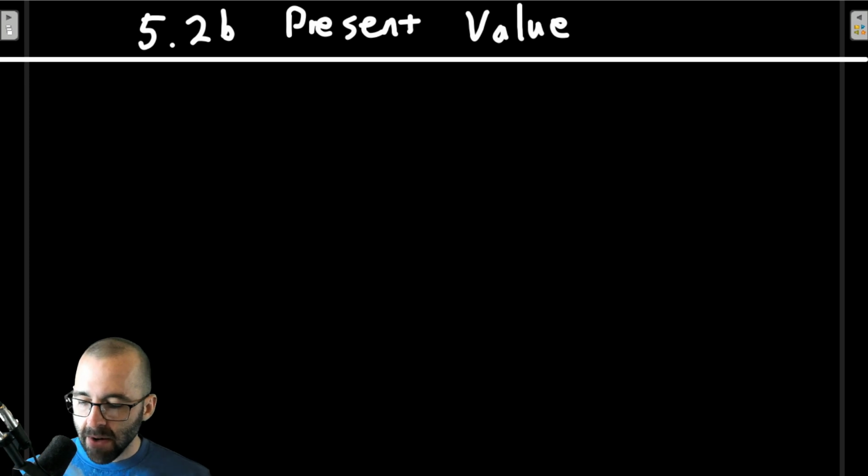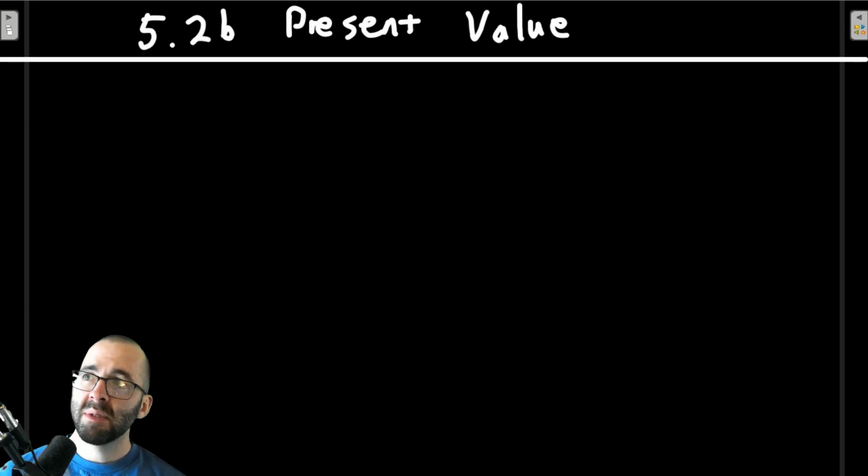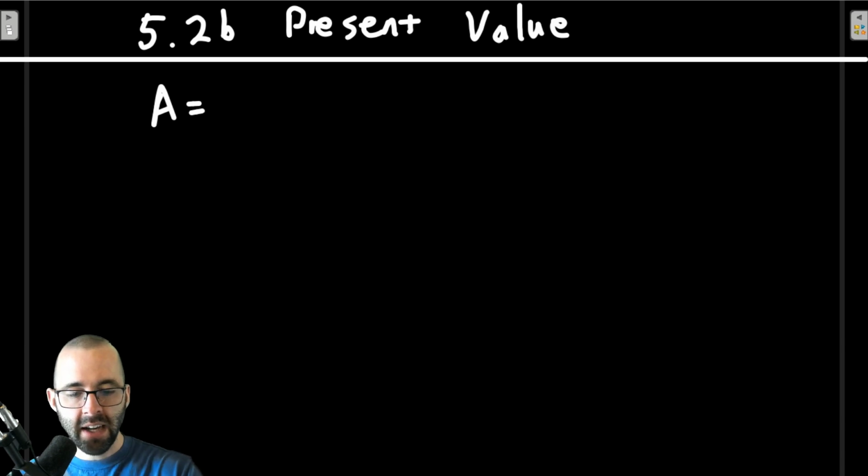All right, so we're going to talk about present value in this video. And present value, there's a couple of ways of thinking about it. For the purposes of this section, we'll mostly think about it a specific way, but I'll talk about it another way as well. So remember that the amount in an account when we initially invest P dollars at interest rate R is given like this, okay?